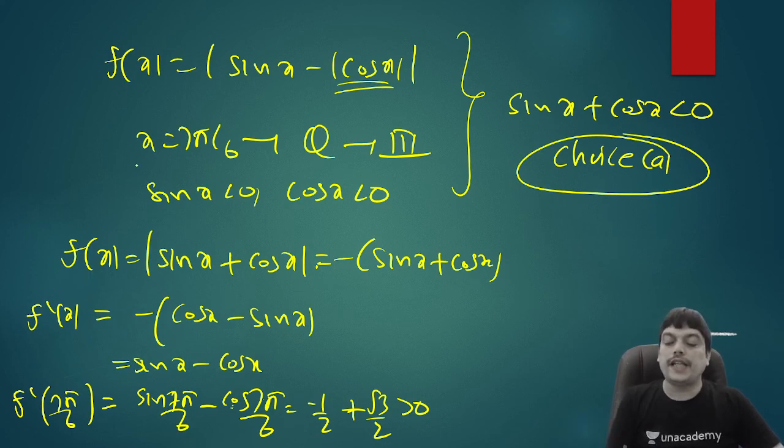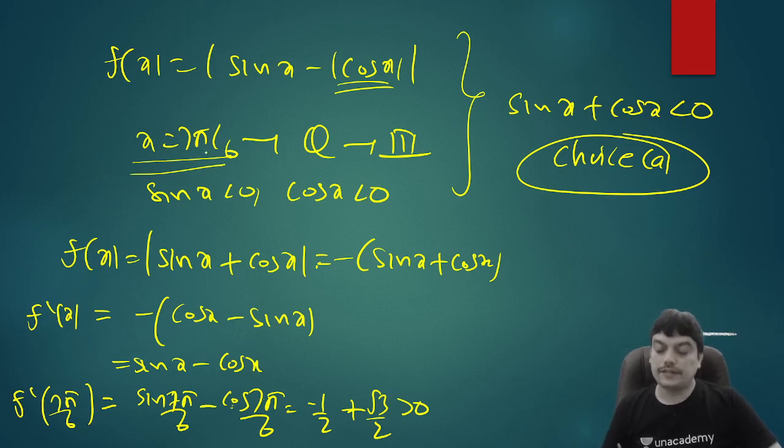So based on the neighborhood of this point, we have opened the mod here. You can take cases, but whenever they give a particular point, you can always do it according to that.